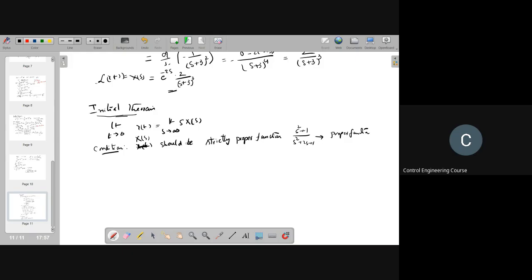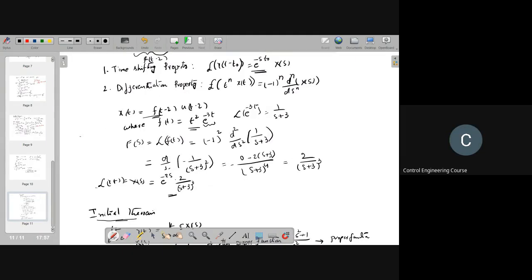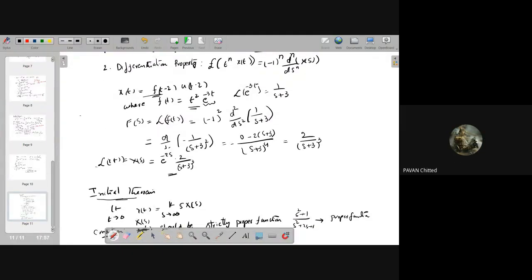Ma'am, for the previous question, I have a doubt about the double differentiation. d by ds of minus 1 by s plus 3 whole square: minus minus becomes plus, so it is 2 by s plus 3 whole cube. Keep the denominator constant and differentiate the numerator. The minus 1 I have already taken out here, and on differentiating again, one more minus will come.